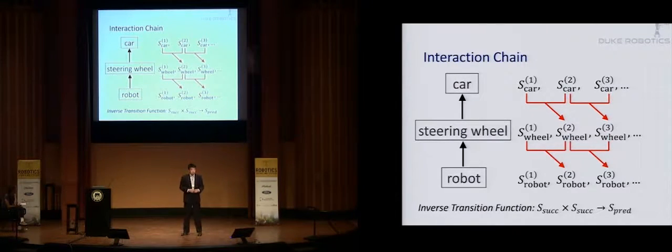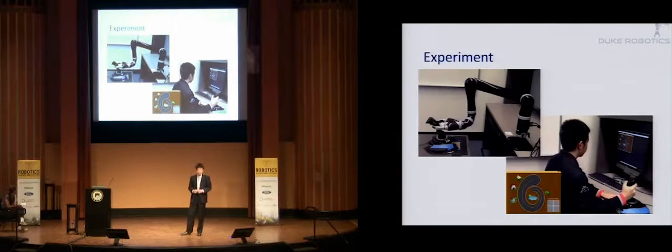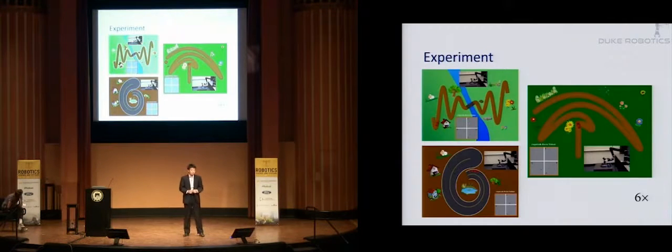And then in the experiment, the robot needs to use a joystick to control a car in a computer game. As we can see, it learns how to use a joystick by physically playing with it, and learns how the joystick controls the car by watching a human play the game. Then in the execution, the robot needs to use the learned inverse transition functions to control the car through several challenging paths. As we can see, all paths are followed very closely.